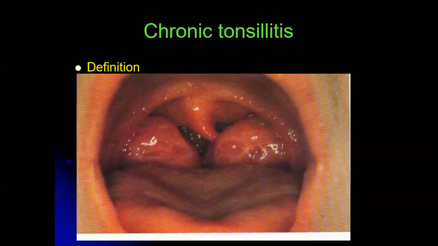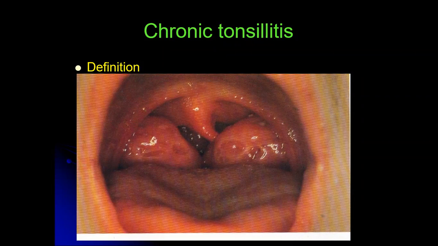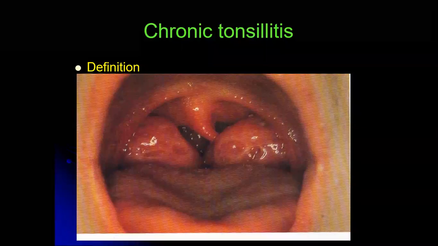In this picture, this may be a parenchymatous tonsillitis, and you can easily see that both tonsils meet each other. We also give it the name of kissing tonsils. You know it very well. This is a huge hypertrophy, an enlargement of these tonsils.